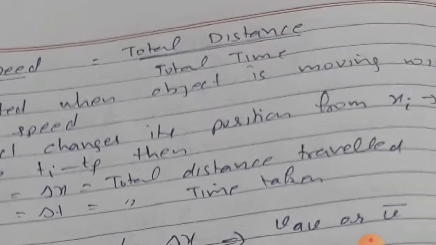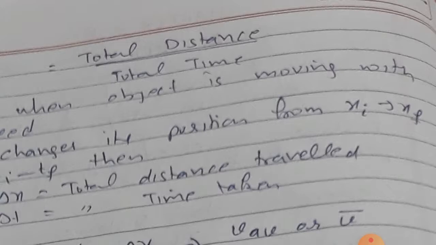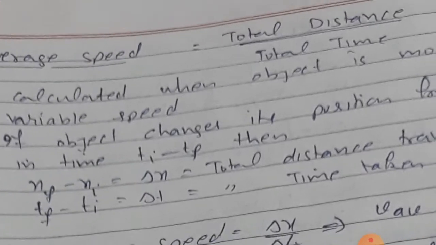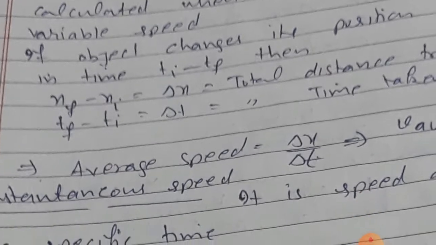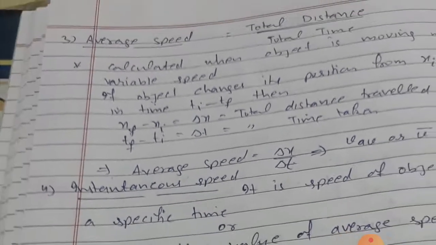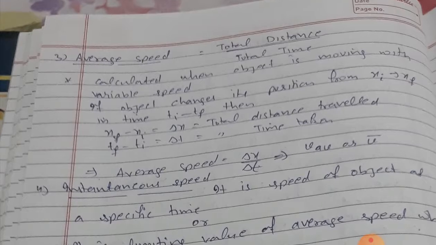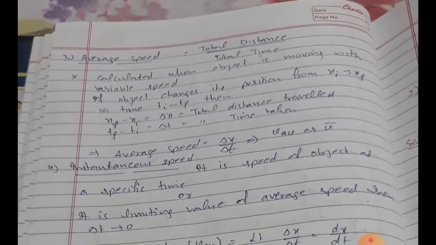So when xi changes to xf, when ti changes to tf, how much total distance is traveled? That is final position minus initial position, that is delta x. And how much time is taken? Final time minus initial time is equal to delta t. So formula for average speed will be total distance, that is delta x, divided by time taken, that is delta t. So formula for average speed is delta x by delta t.